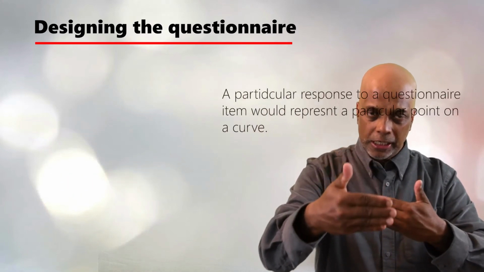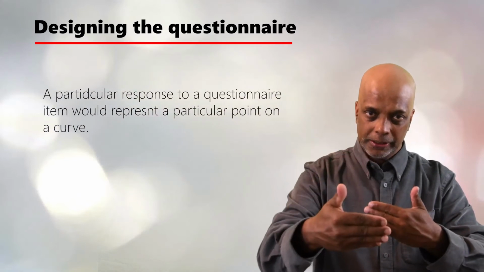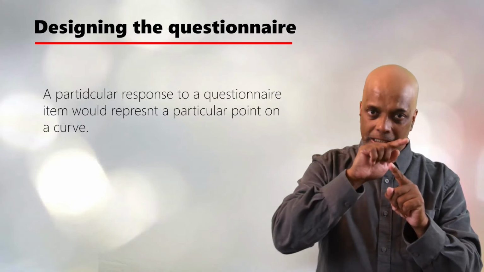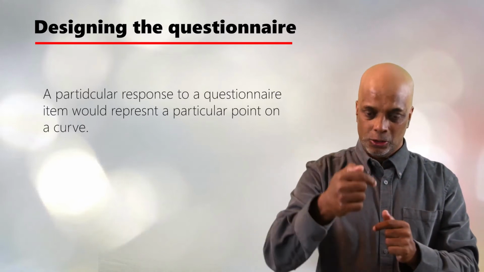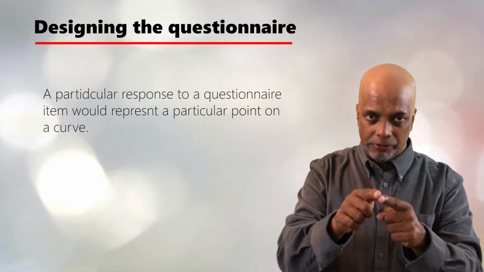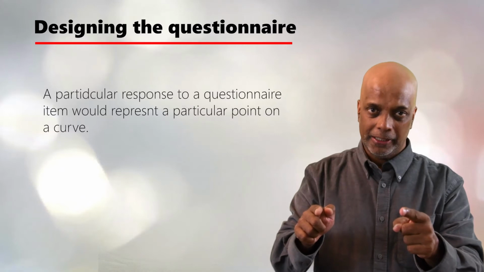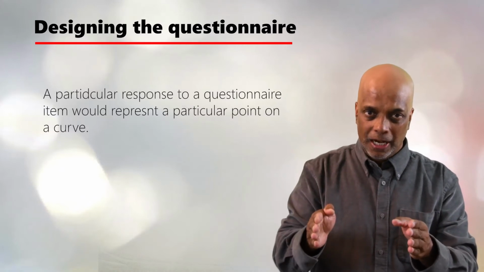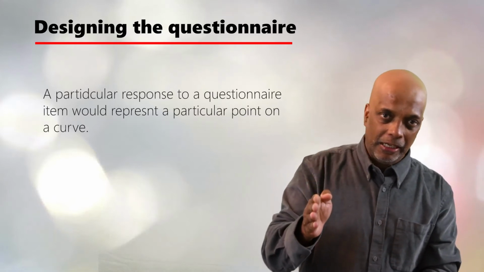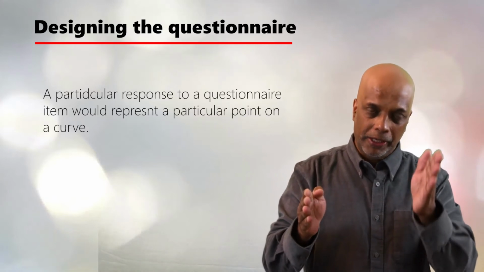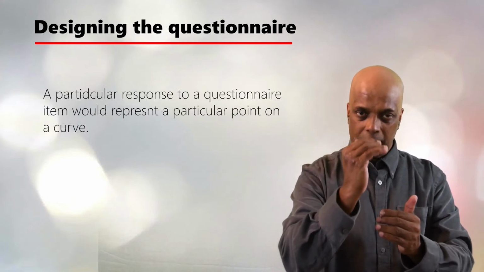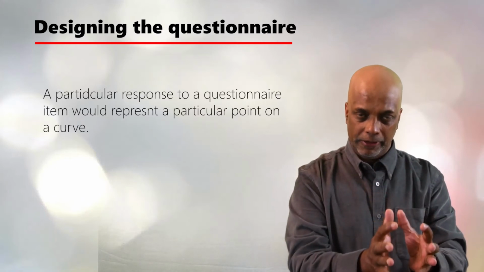So the responses that you are getting from your respondents represent a particular point on a curve. So the difference between one response and another response is the variation, the variability. So that tells you how your dependent variables would vary in line with independent variables. So your questionnaire would have a certain set of questions for an independent variable.